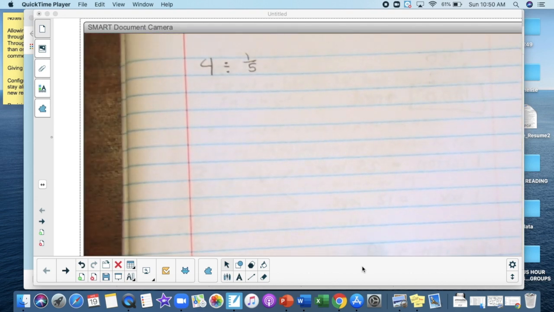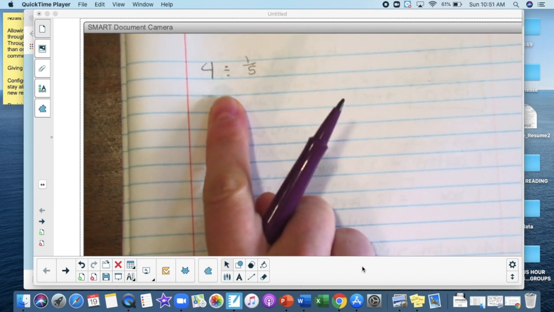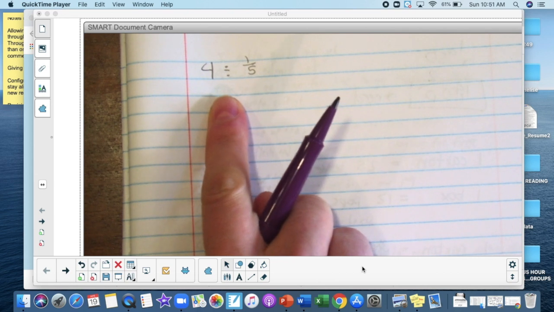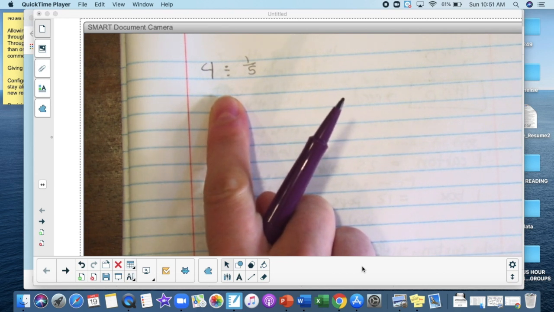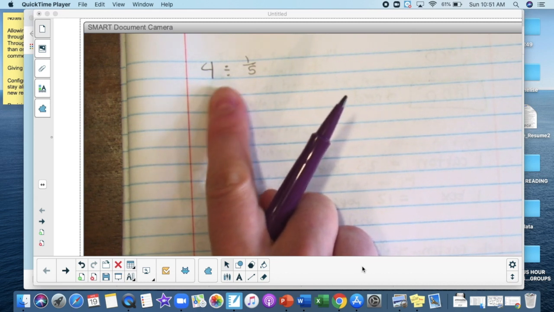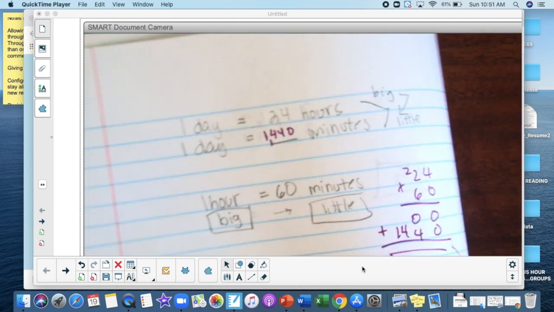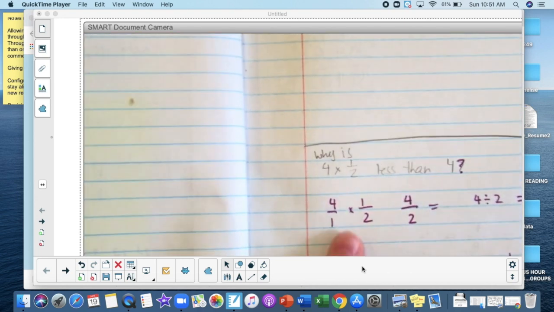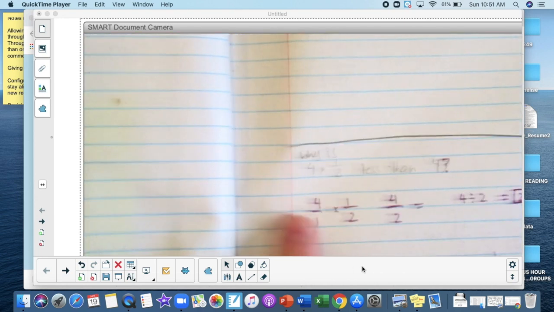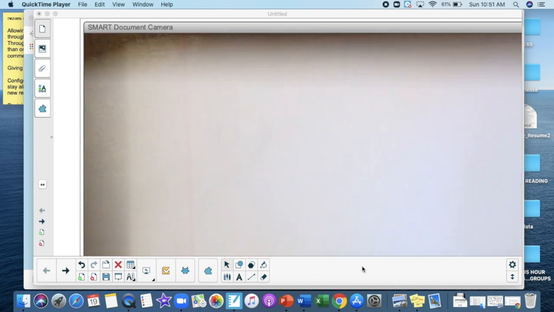4 divided by 1/5. This is the equation we see for a lot of those problems that say there are 4 days and I walk 1/5 of a mile every day. How many days would it take? So this is the kind of situation we're looking at. We're dividing the whole number 4 by the fraction, which is interesting because when we multiply by a fraction, our number gets smaller. But watch what happens when we divide by a fraction.